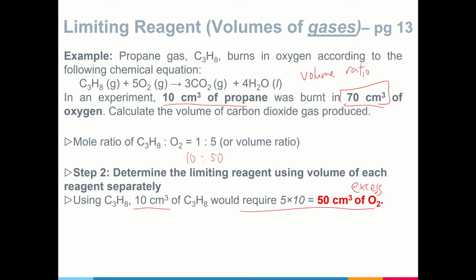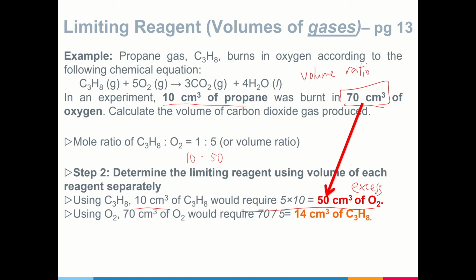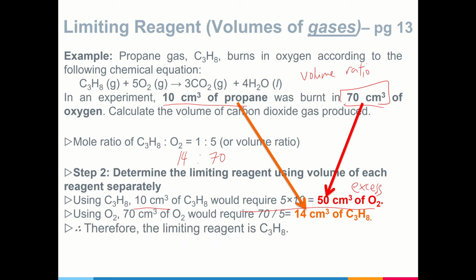And then if you don't believe yourself, you try using oxygen. If I use 70 cm cube of my oxygen, I divide by 5. I will need 14 cm cube of my propane. And then you are only given 10, which means that it's not enough. So at this point, the limiting reagent is my propane.